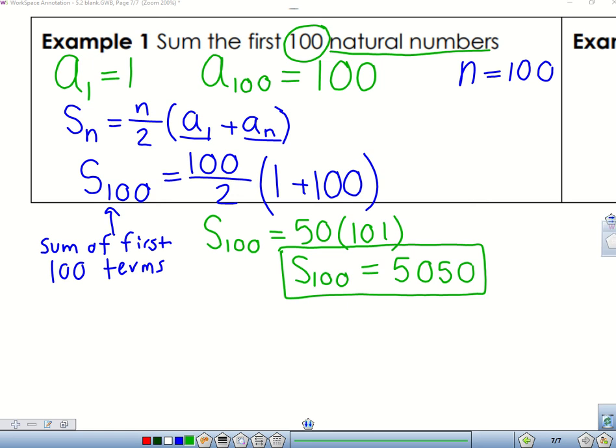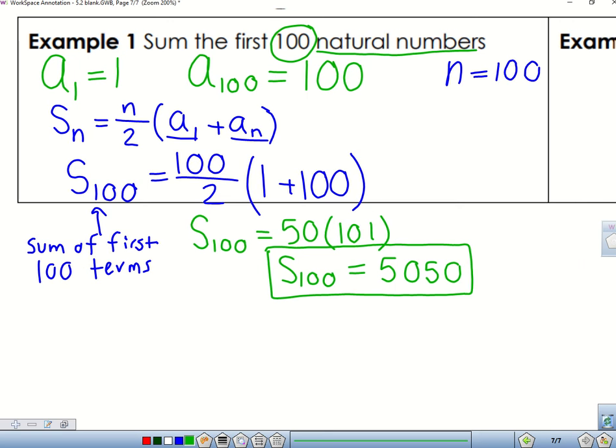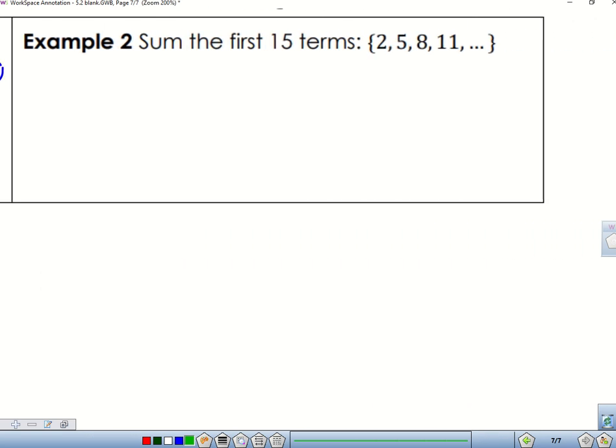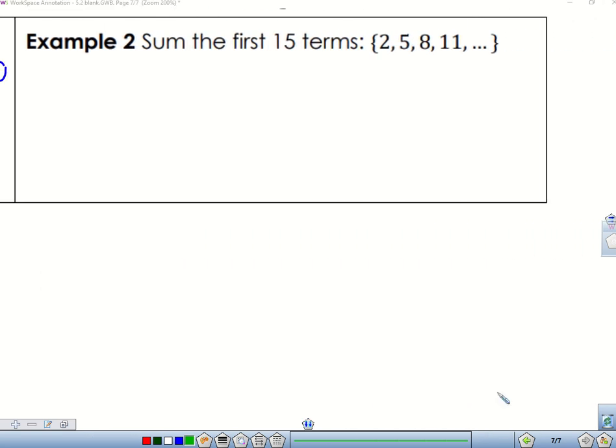All right, let's move on to example 2. So in example 2, they give me a sequence, but I want to find the sum of the terms of that sequence, okay? Sum of the first 15 terms. Now, you could keep going with this pattern of the sequence and do this, but it's going to take you quite a while to do this, right? So let's use the sum of arithmetic sequences formula.